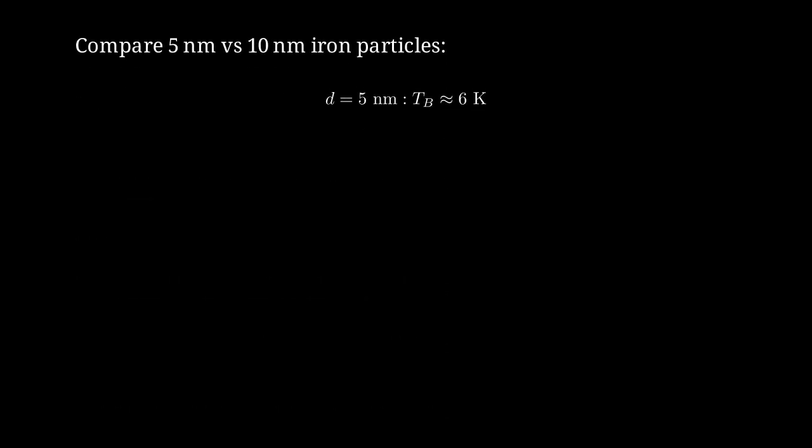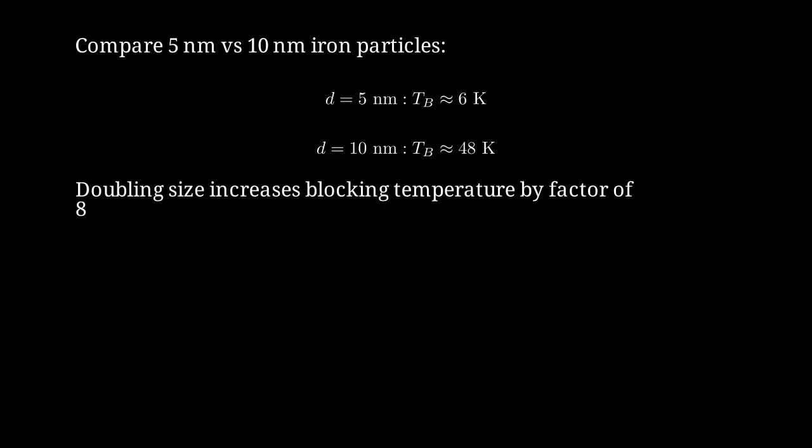Let's compare 5 nanometer versus 10 nanometer iron particles. The 5 nanometer particle has a blocking temperature of about 6 Kelvin. Doubling the diameter to 10 nanometers increases the blocking temperature 8-fold to about 48 Kelvin. Because volume scales as diameter cubed, doubling the diameter increases the blocking temperature by a factor of 8.